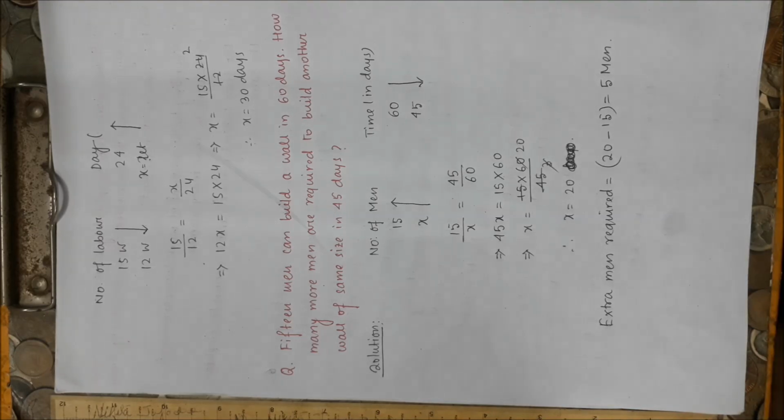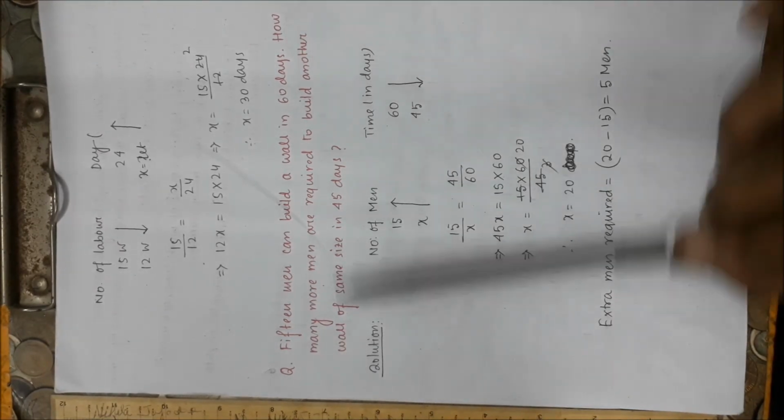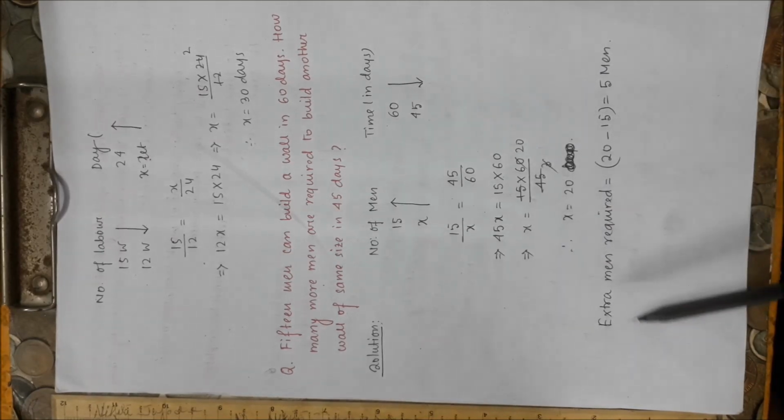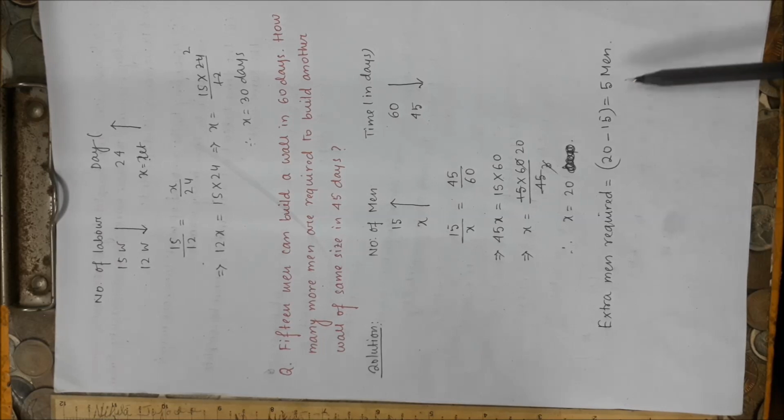Now see, 15 men are already there. So the question is, how many more men? So extra men required equals 20 minus 15 equals 5. So 5 extra men are required to complete the work in 45 days.